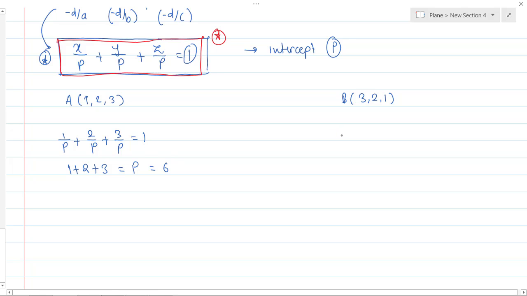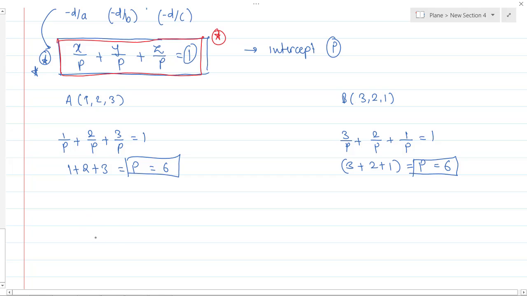So it's 3 by p plus 2 by p plus 1 by p, it is equals to 1, and we have 3 plus 2 plus 1, it is equals to p, which is equals to 6. So in both cases we are getting the value p is equals to 6. Okay, now let's substitute this in the equation, and let's solve for the answer.